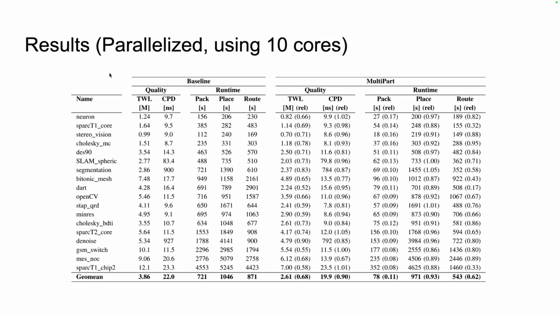So here are the results. Parallelized, they use 10 cores and the same number of partitions as before. The unbalance factor and the number of partitions are as explained before.